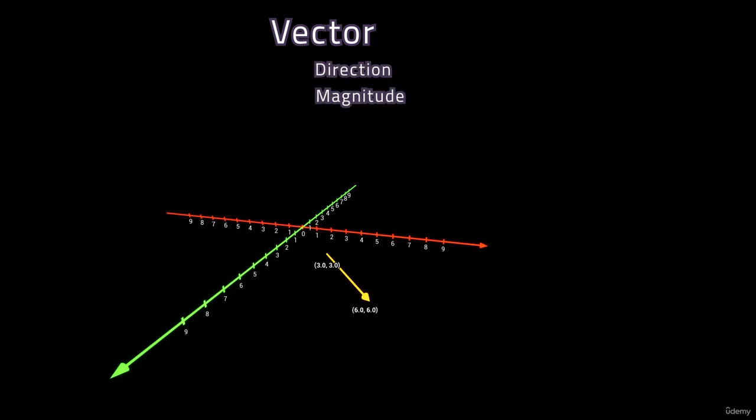This vector, represented by our arrow here, has a well-defined direction because we know where it starts and where it ends. We say that it has its tail at 3, 3 and its head at 6, 6. This vector has a well-defined magnitude as well because we know how long it is. The word magnitude simply means size or extent. A vector's magnitude is simply the arrow's length.